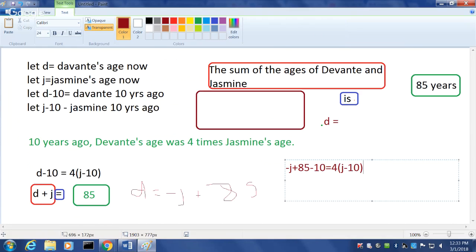That's right. You just replace it. You're going to rewrite the first equation, but replacing D with negative J plus 85. And then this gets solved.